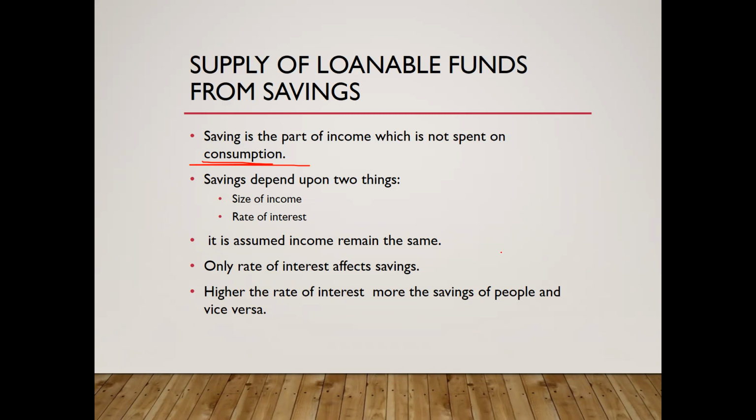Saving depends upon two things. One is size of income, and the other is rate of interest. Size of income means how many people are earning in your family. Let's say only one person is doing expenditure, and the rest of the family members are doing saving.